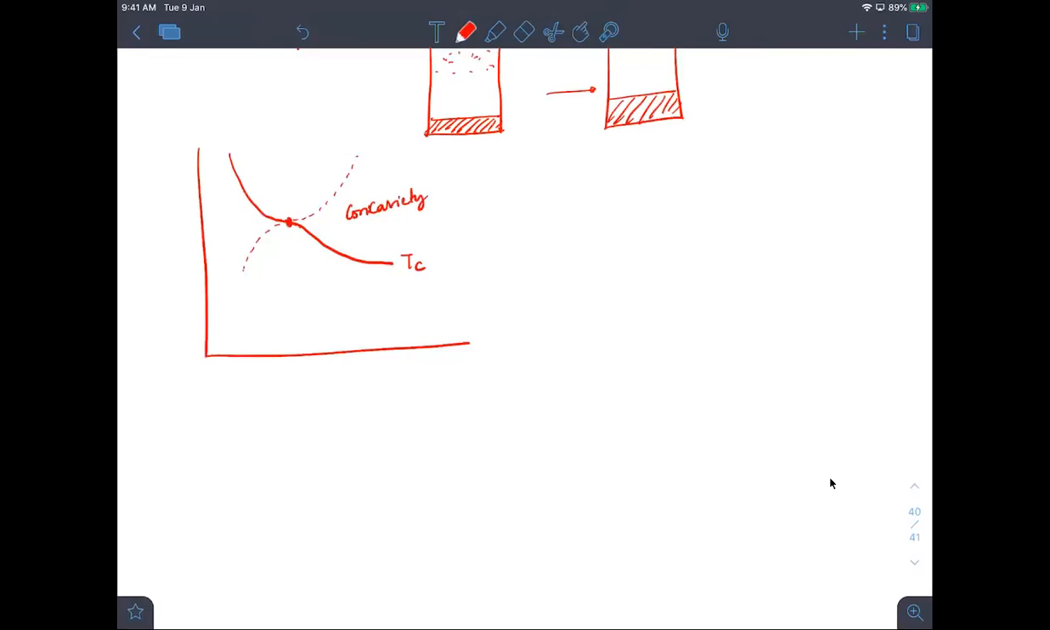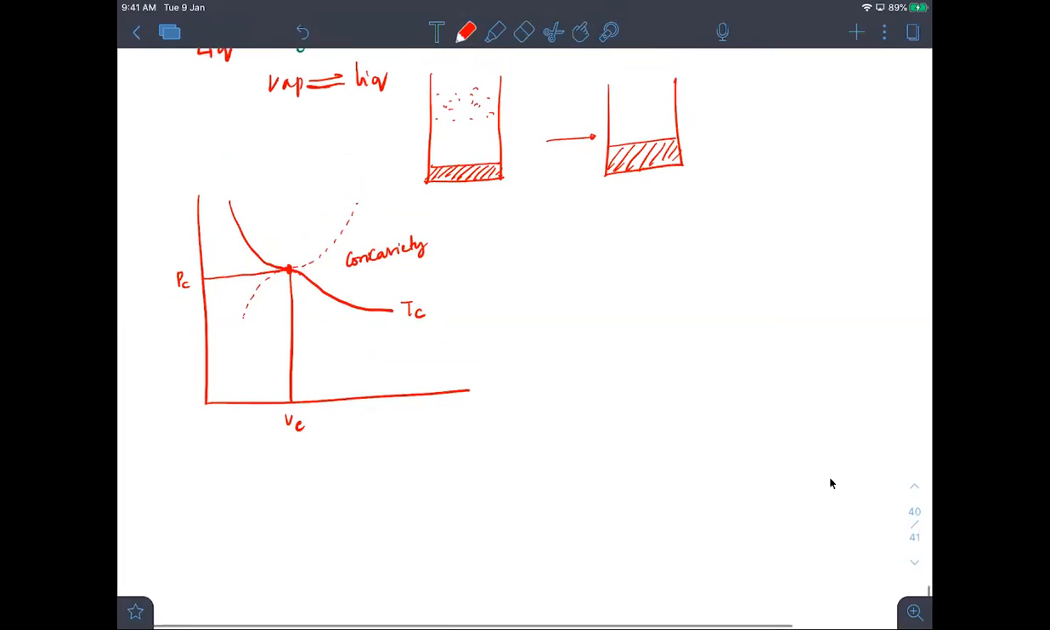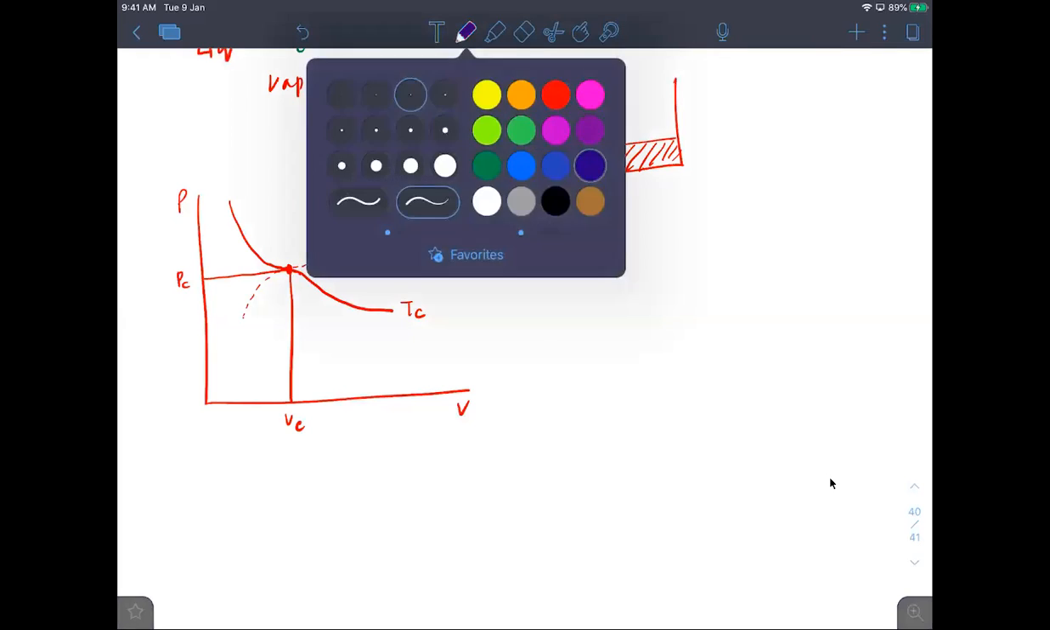Right? At this point, where you have critical pressure and critical volume, we can see that for every gas at critical temperature, critical volume, and critical pressure, the concavity changes in the PV graph. This is a PV graph. So the concavity changes. The point where the concavity changes is called the inflection point. In calculus, you may have heard of it as the inflection point.